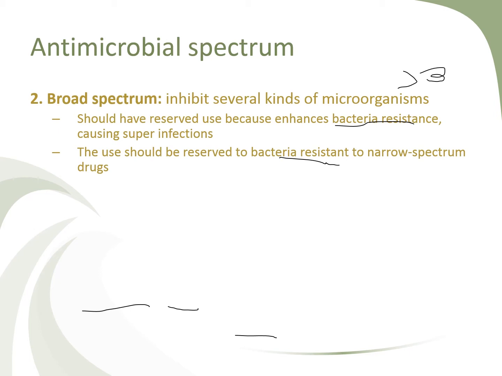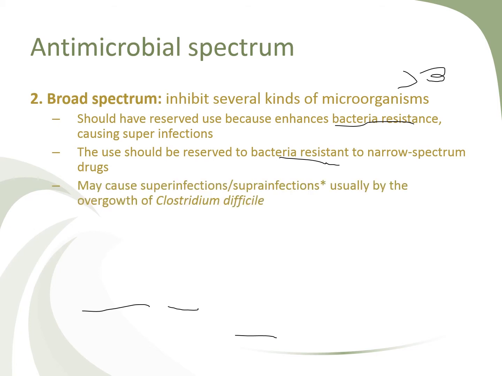So we only should use it if the bacteria is already resistant to narrow spectrum drugs, because it may cause superinfection or superinfections. Usually this is caused by overgrowth of Clostridium difficile, that is an urgent class of antibiotics. Some examples of broad spectrum are tetracyclines, sulfonamide, and semi-synthetic penicillins.